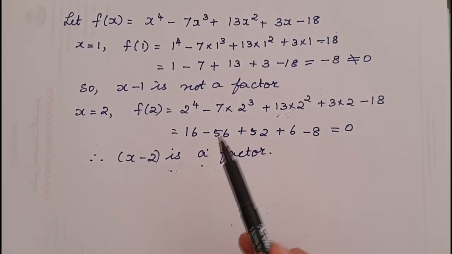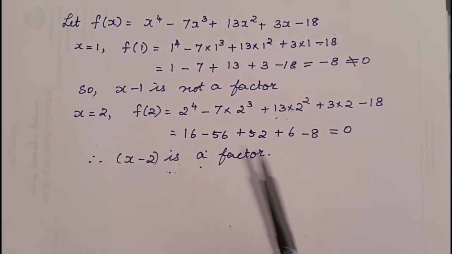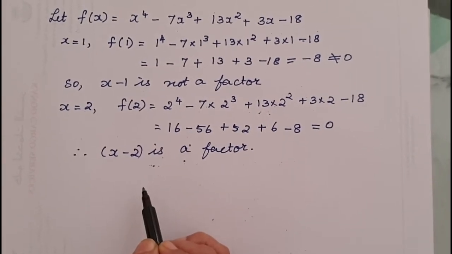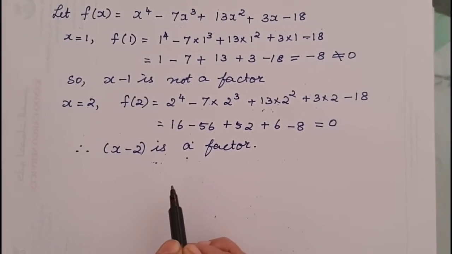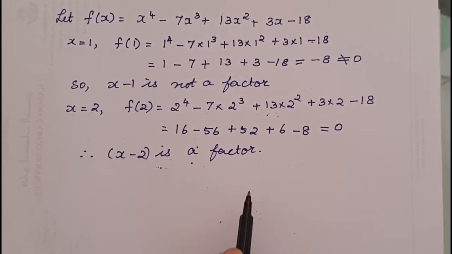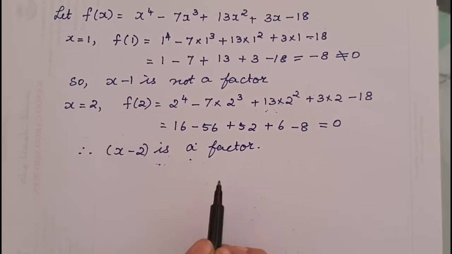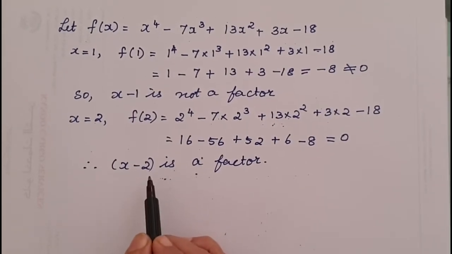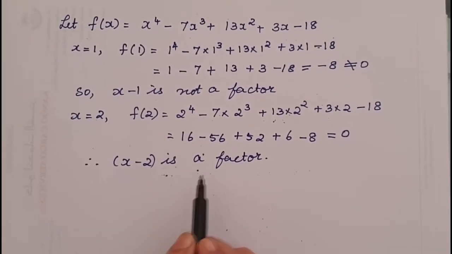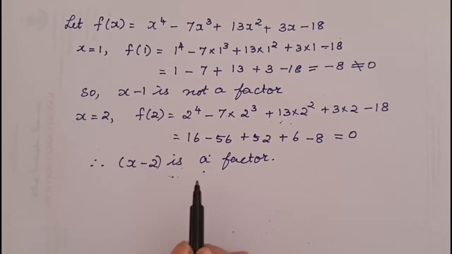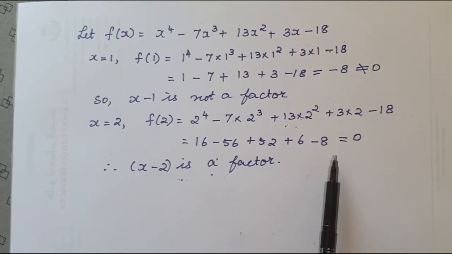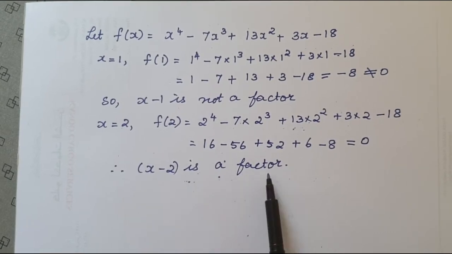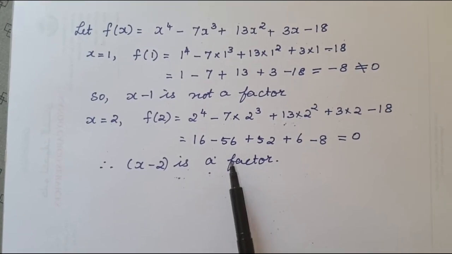In case we are not getting 0, we go further to x equal to negative 1, x equal to negative 2. Only till there. We will not go further to 3 and minus 3 because that is not needed for us right now. Now, as we have found out that x minus 2 is a factor, f of 2 equal to 0, therefore x minus 2 is a factor. We stop over here.